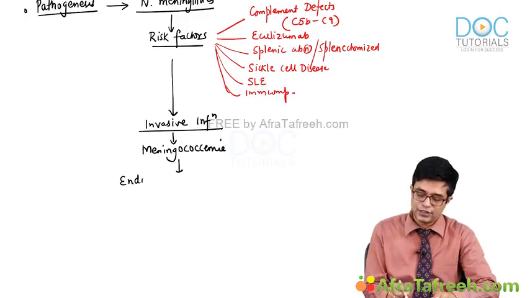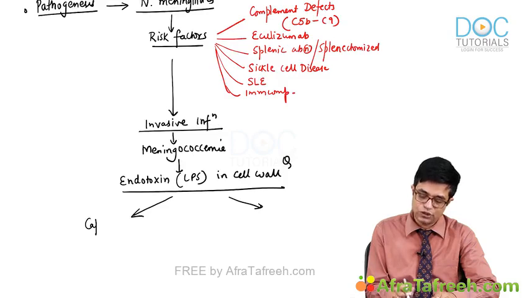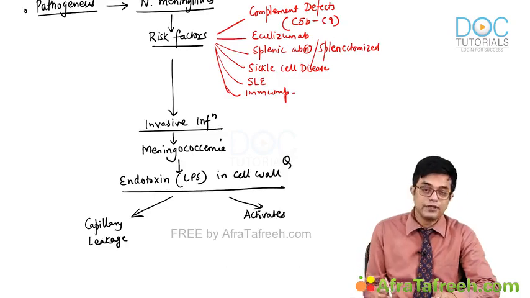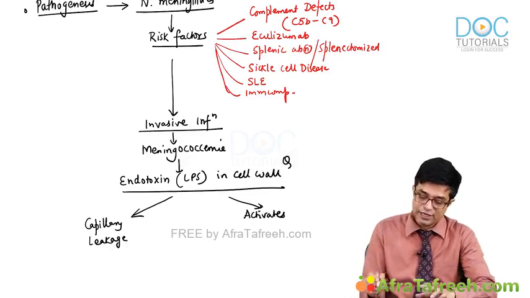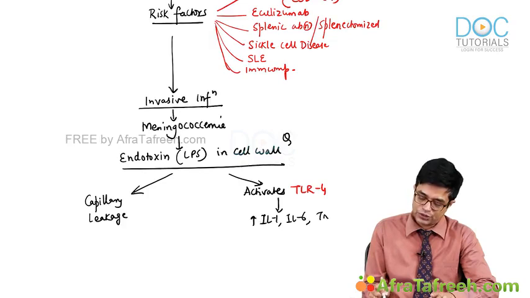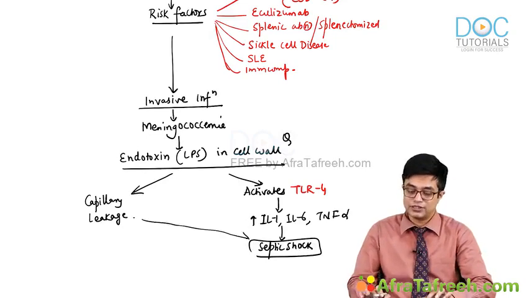This endotoxin produces two important things. First, it causes capillary damage leading to capillary leakage, which can cause shock directly. And secondly, it activates a component called toll-like receptor 4, which produces an inflammatory cascade resulting in large amounts of interleukin 1, interleukin 6 and TNF alpha, producing septic shock in the patient. So septic shock can be contributed by the capillary leakage also and by this mechanism as well. So this is a very important mechanism.